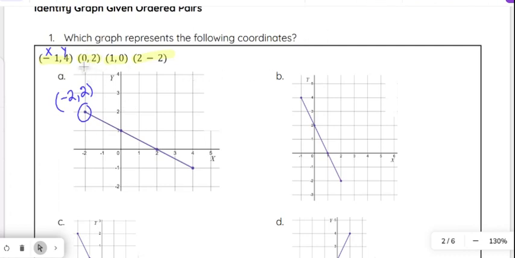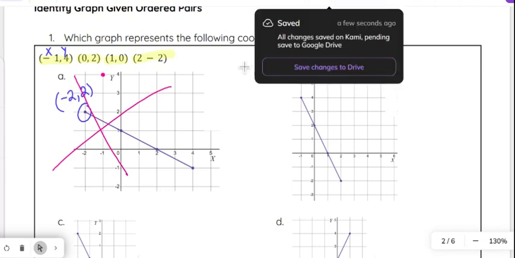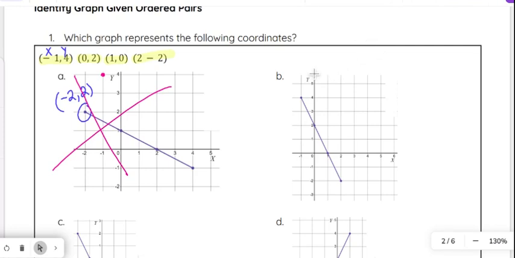So another option would be to look and see, okay, is (-1, 4) on each graph? And let's just check that. -1, up 4 would be right here. That is not on graph A. So that's two different ways, two different routes that you could go to eliminate any graphs that are not correct. So we know A is not correct. Whichever method makes more sense to you or is quicker to you, use that.